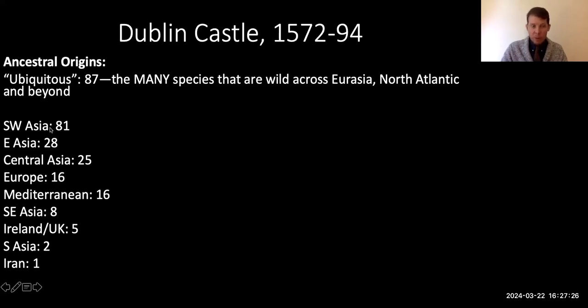81, only slightly fewer. 81 are species or are instances of species being discussed that are from Southwest Asia, like the Fertile Crescent, essentially. Fair numbers from East Asia and Central Asia, relatively few, perhaps surprisingly few from Europe and the Mediterranean. Kind of expected a little bit more there. And then a handful from a few other places. Only 5 instances of food items coming from Ireland and the UK, sort of ancestrally.